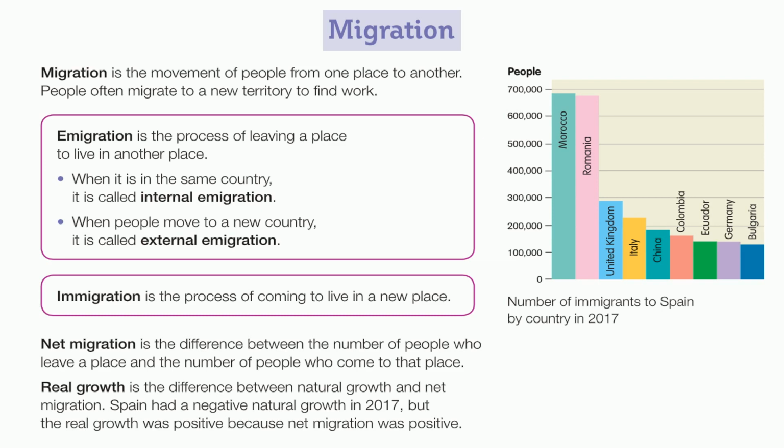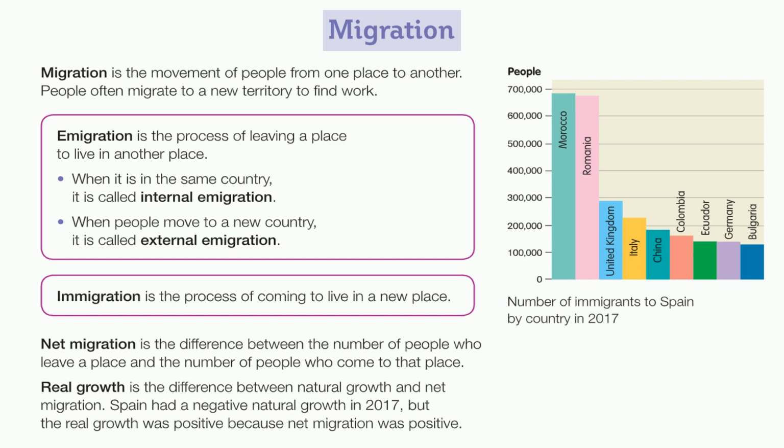Net migration is the difference between the number of people who leave a place and the number of people who come to that place. Real growth is the difference between natural growth and net migration. Spain had a negative natural growth in 2017, but the real growth was positive because net migration was positive.